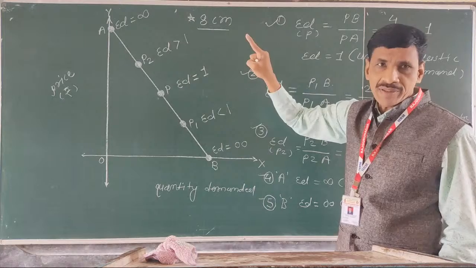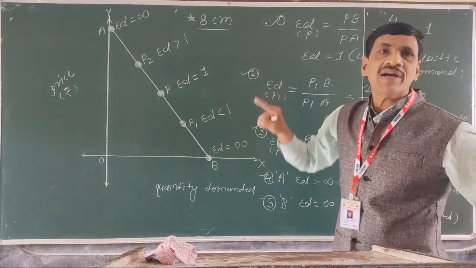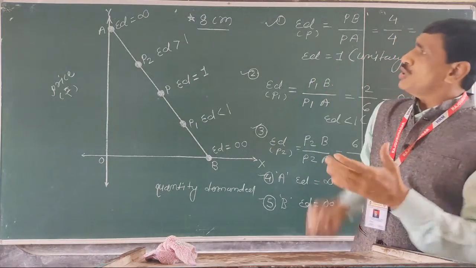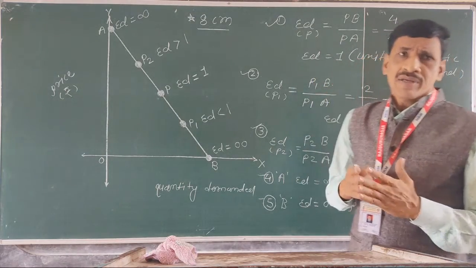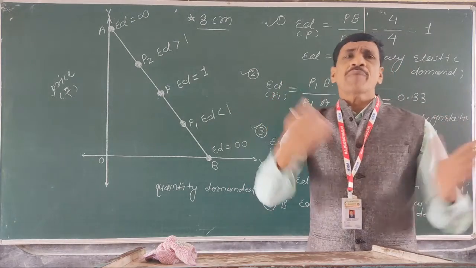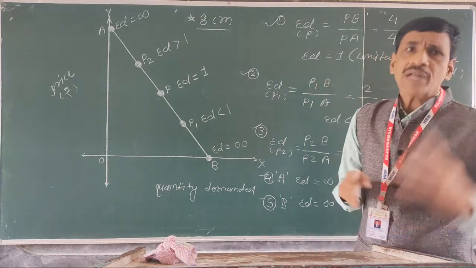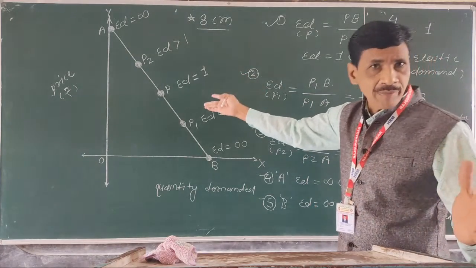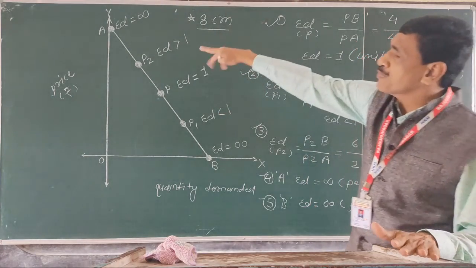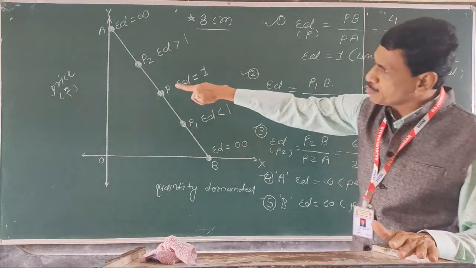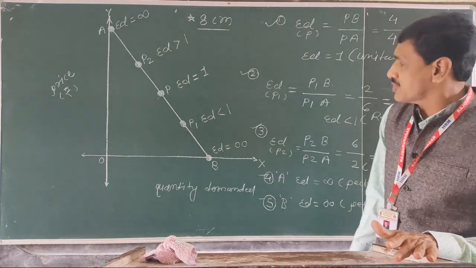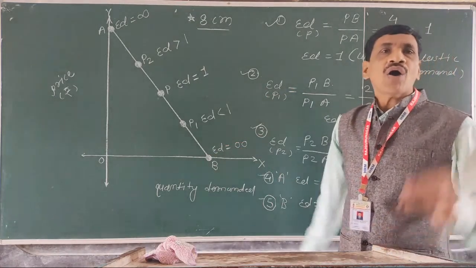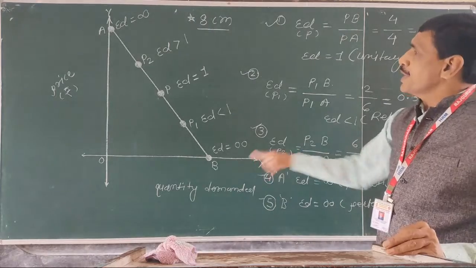In this formula, which formula? ED is equal to L upon U. And so you use that formula, and that explanation is covered in this diagram. In the diagram, the y-axis indicates the price of the commodity in rupees, and the x-axis represents the quantity demanded.